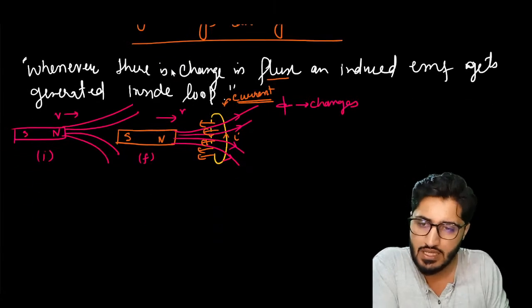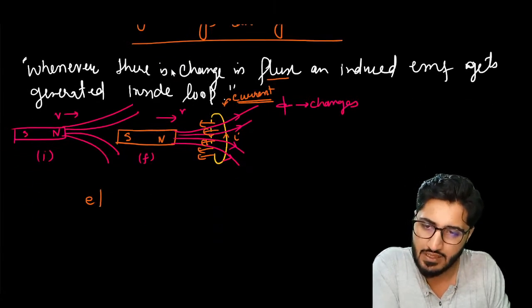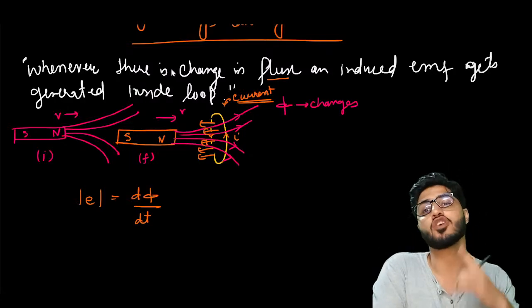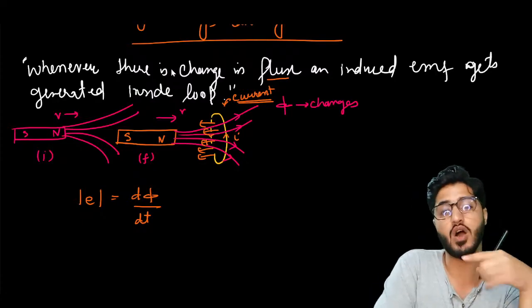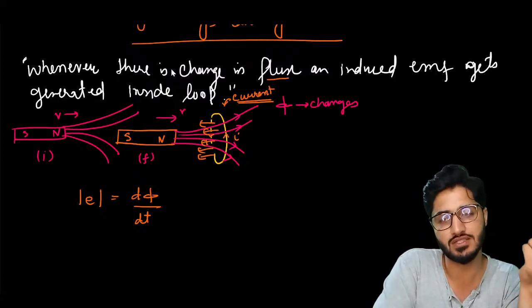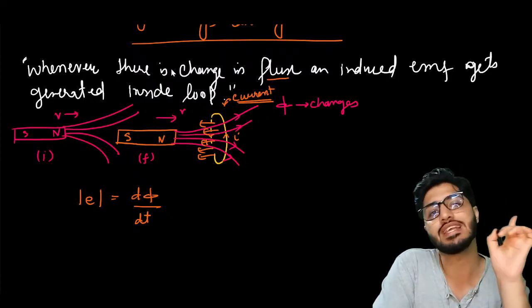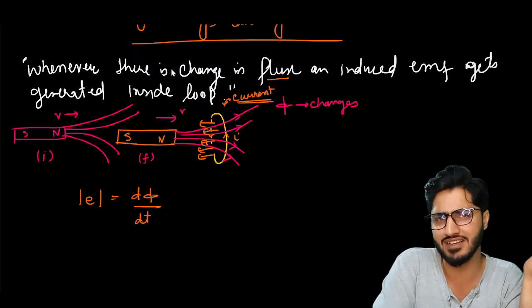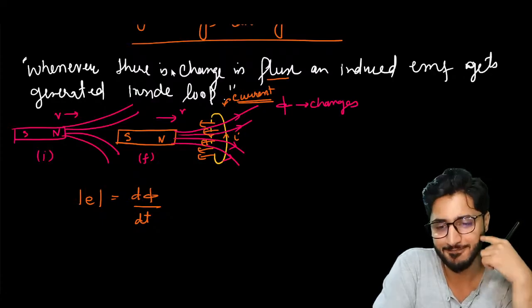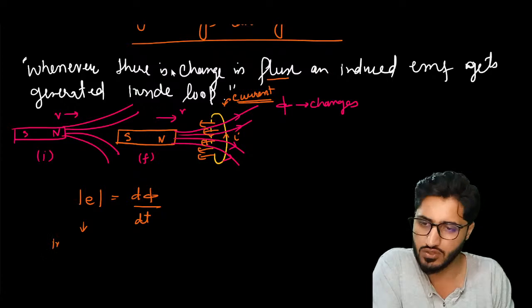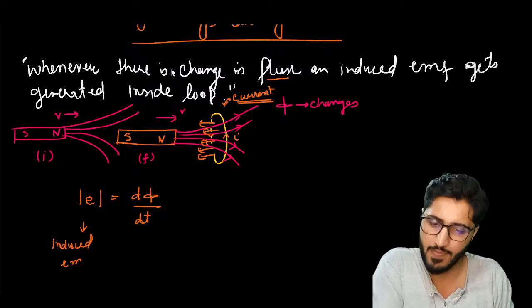Now look, he wrote the mathematical formulation of that: mod of E equals d phi by dt. That means the rate of change of flux. How fast you are changing your flux, according to that we will get our induced EMF. That means voltage, something like that, no? A potential difference. This is induced, so we can write it is an induced EMF.